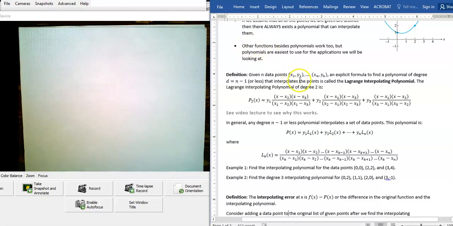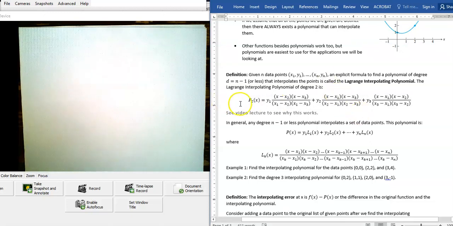So consider us having a list of points, say (x1, y1) all the way to (xn, yn). We can get an explicit formula for a polynomial of degree n minus 1 that interpolates the points. We use the Lagrange interpolating formula to do that. So note one big thing: the degree of the polynomial that we get is always going to be 1 less than the number of points that we have. If we have 3 points, like previously, the best we can do for a polynomial interpolant is degree 2 or lower. If we had 5 points, we could form a degree 4 polynomial or less.